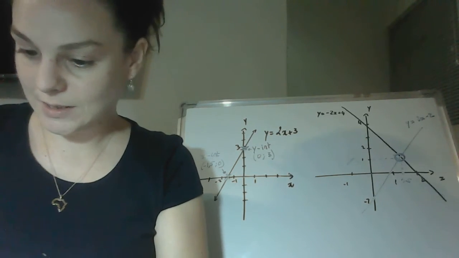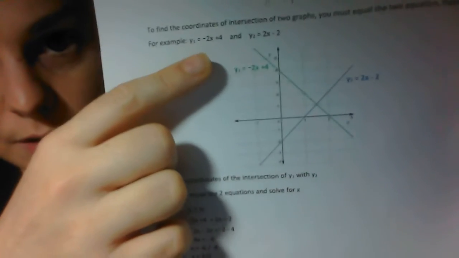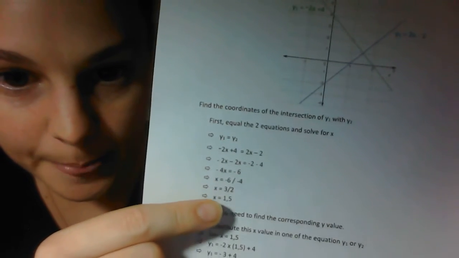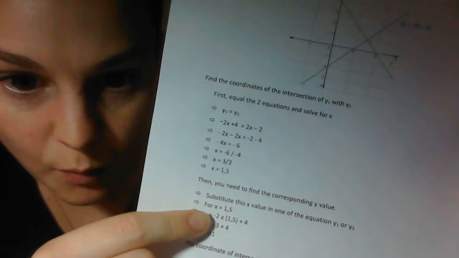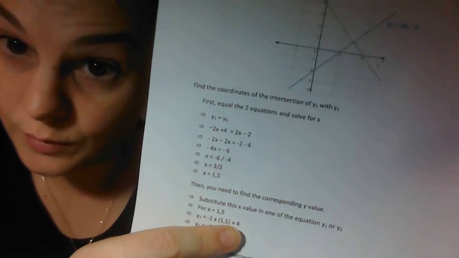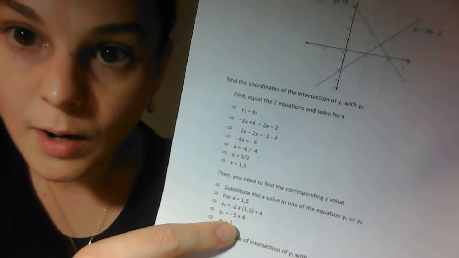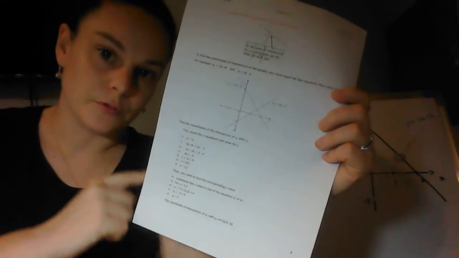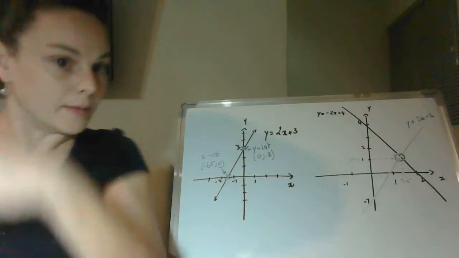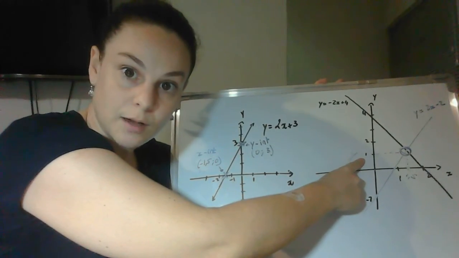So I substitute it into y1. You take your x equals 1.5 and you substitute it into y1. So minus 2 times 1.5 plus 4. You calculate that, and the result is y1 equals 1. So for x is 1.5, your y value is 1. And that is what I could read on the graph.